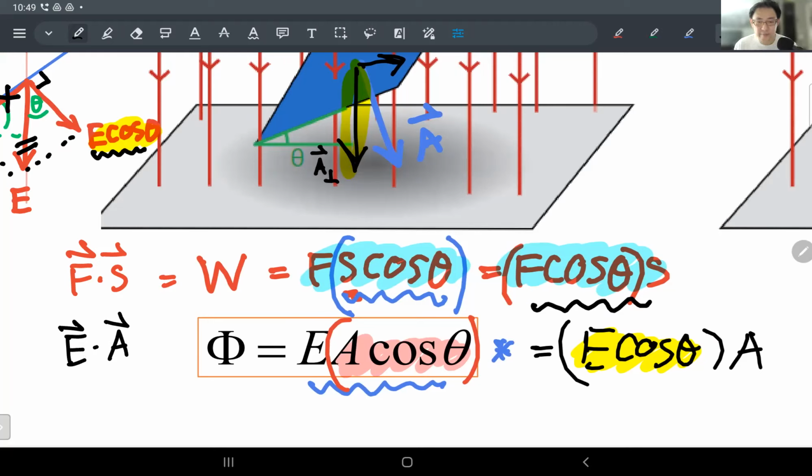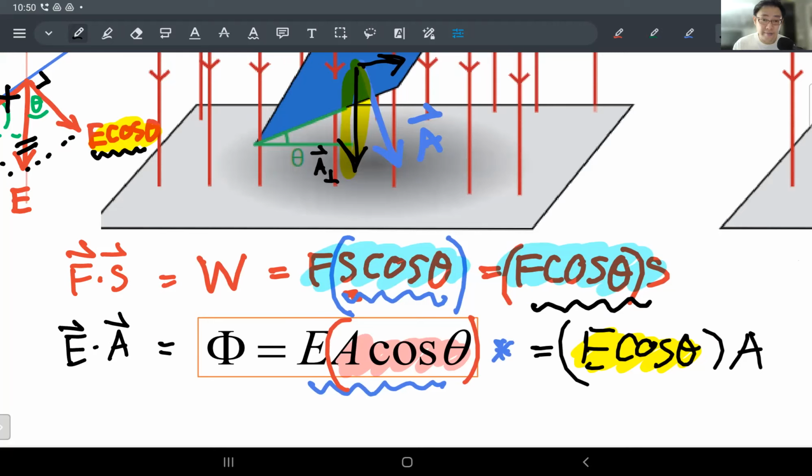Very good. Okay. Is the E dot A. Flux can be calculated by taking the electric field vector, do the dot product with the area vector. So that's why it's so crucial that you understand how you define your area vector.